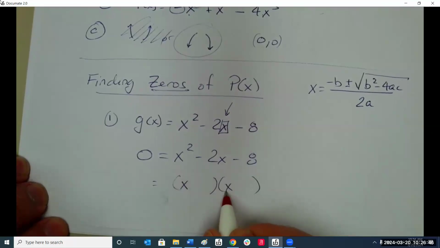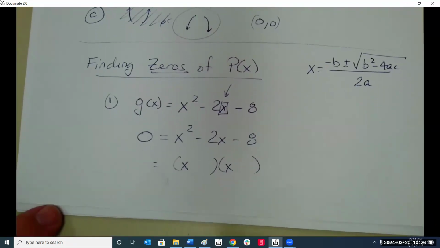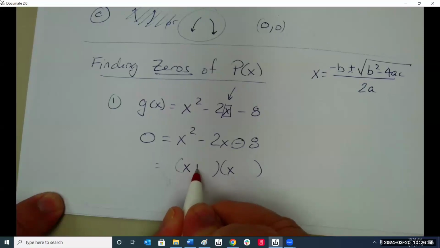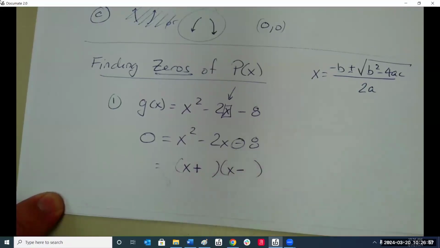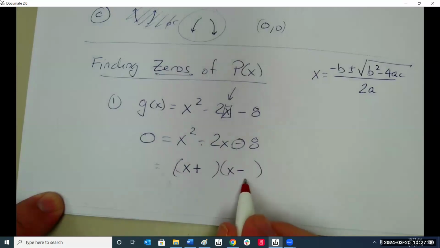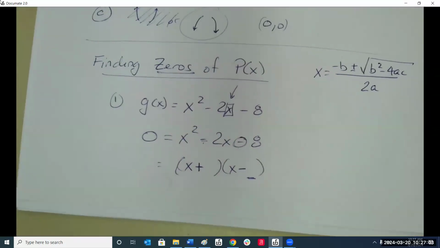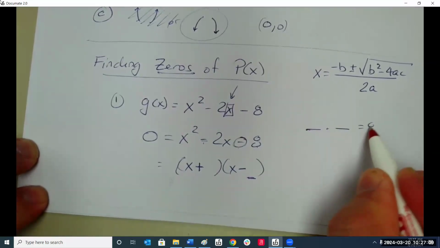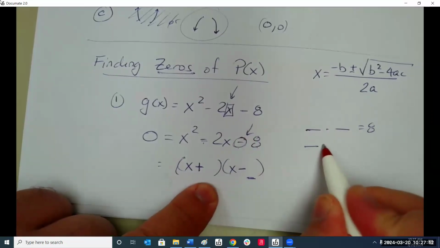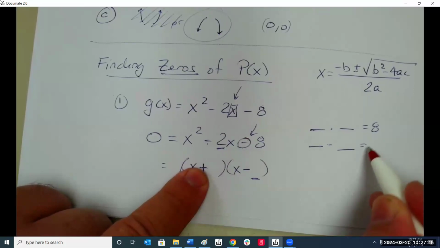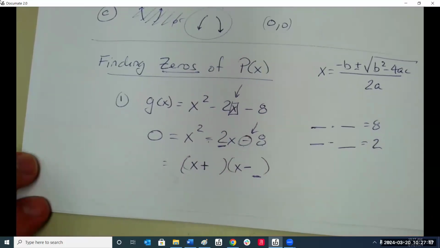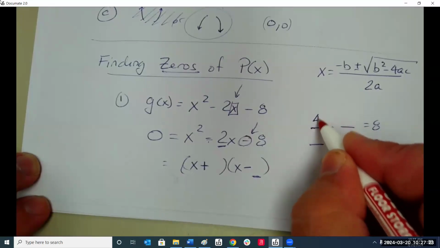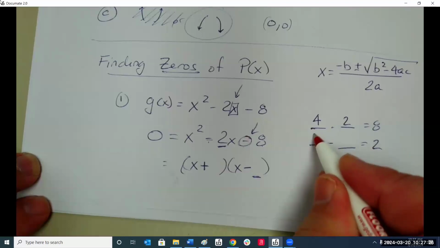So x and x. The signs are going to be what? They're opposite signs, because the second sign's a minus. And the bigger number will go there because the first sign is negative. What times what equals 8, when I subtract them, I get 2? Four times 2 is 8.